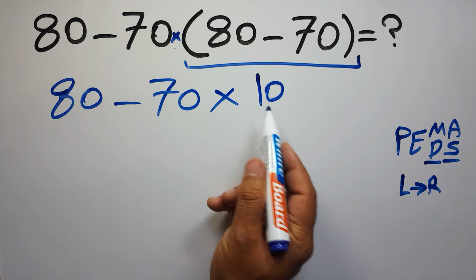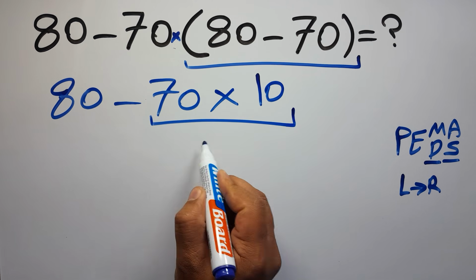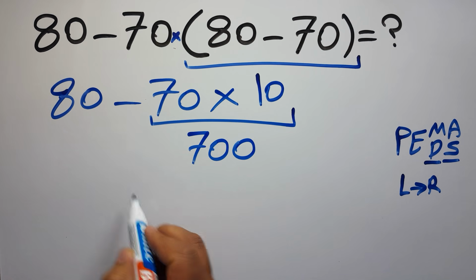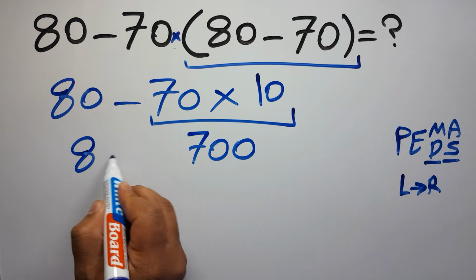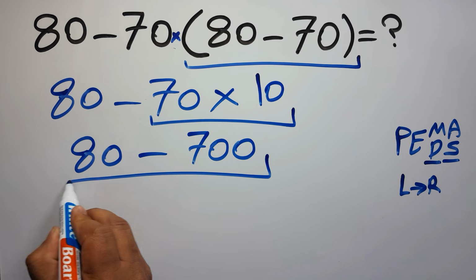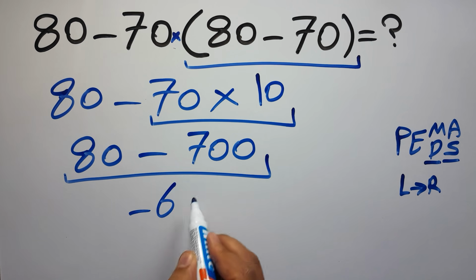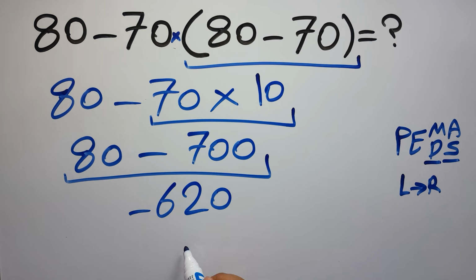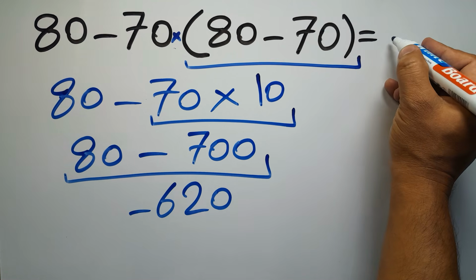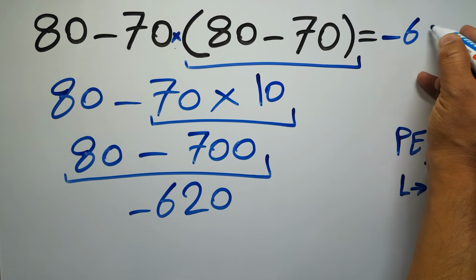70 times 10 equals 700. So we have 80 minus 700, which equals negative 620. And this is our final answer to this problem. The correct answer is negative 620.